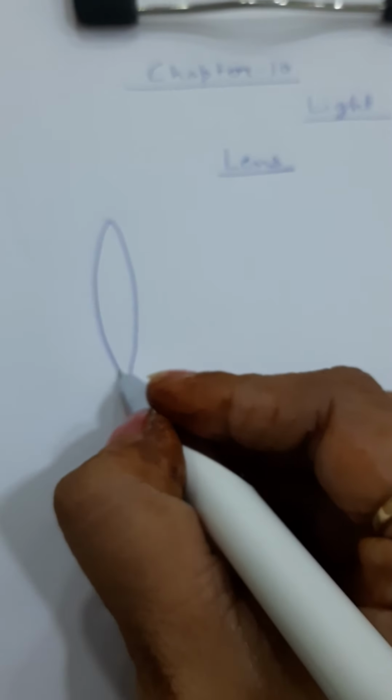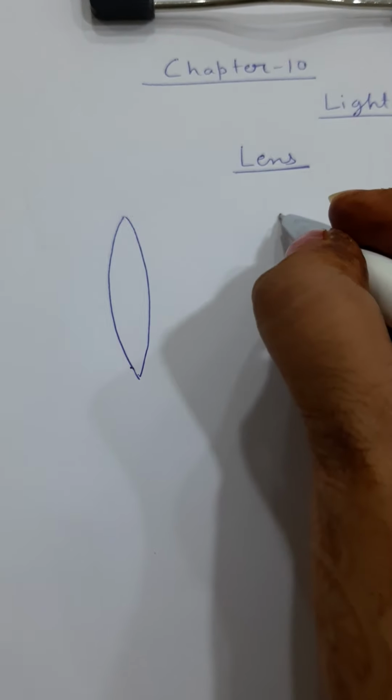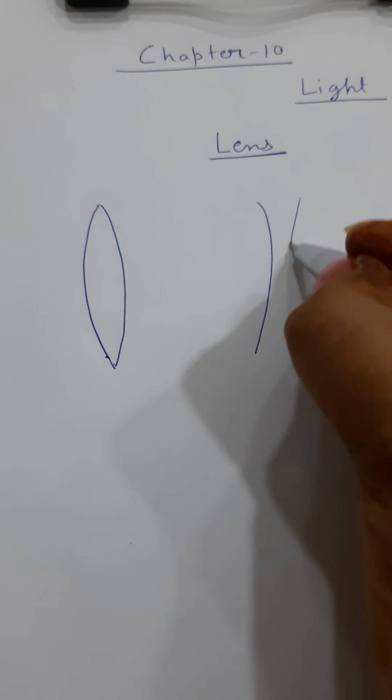A lens is any kind of transparent medium which is bound by two curved surfaces. Either both the surfaces are curved outward, or both the surfaces are curved inwards. It is not necessary that both surfaces are always curved, but we are talking only about those lenses which have both surfaces curved. Maybe like this. Suppose we have a transparent medium bound by two such curved surfaces, either curved outward or curved inwards.